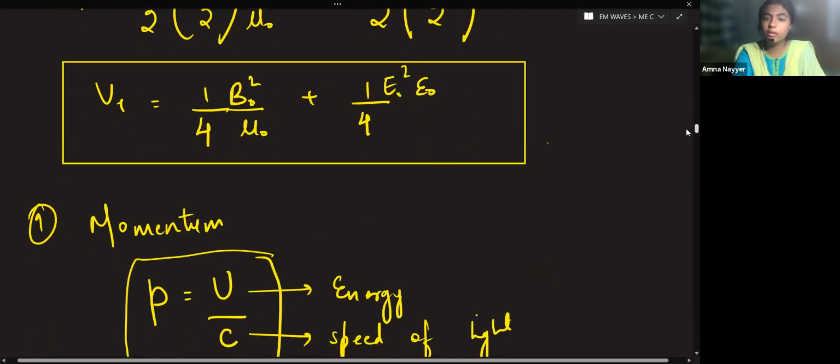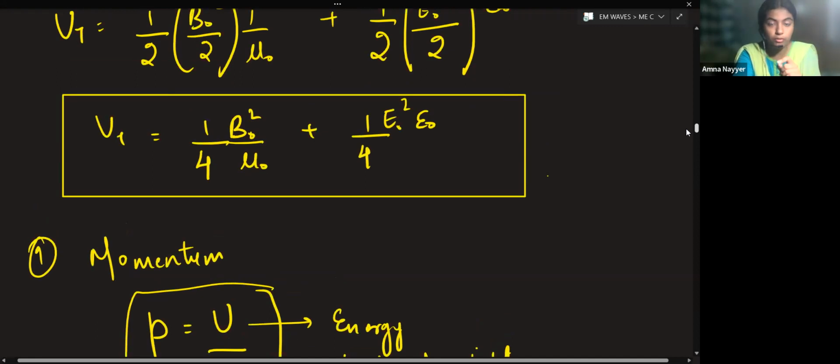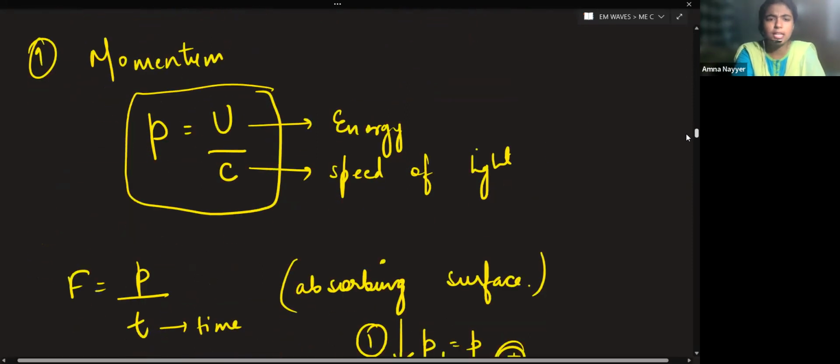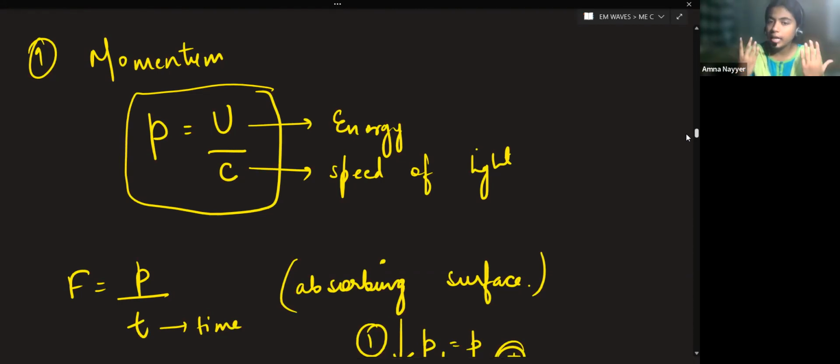Be careful while writing epsilon naught and mu naught. Where to write mu naught, where to put epsilon naught, when to multiply, when to divide. That is the only thing that is necessary. Then we had seen momentum. For electromagnetic waves, momentum is the ratio of the energy to the speed of light. Speed of light is 3 times 10 to the power 8 meter per second.